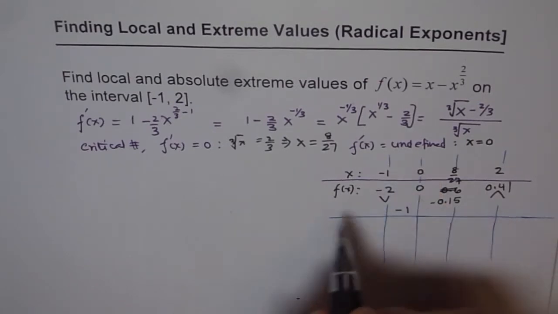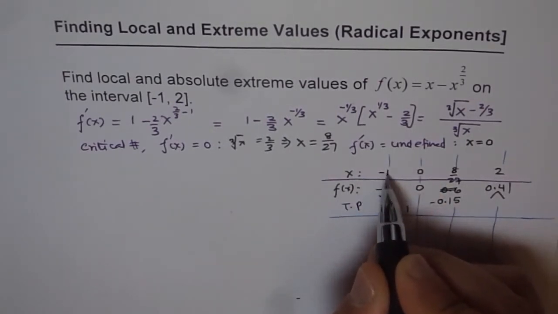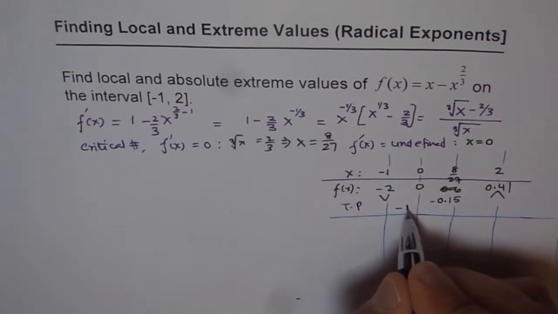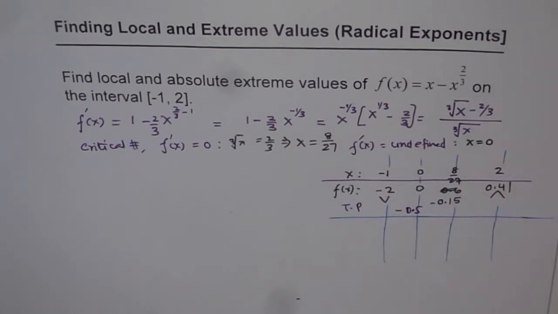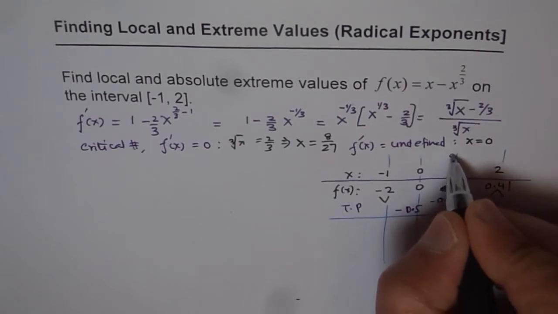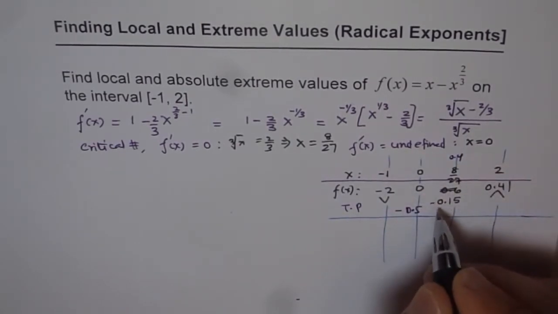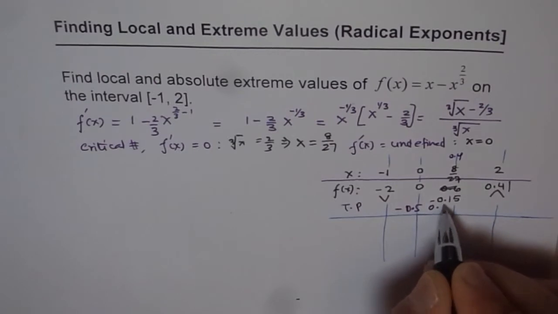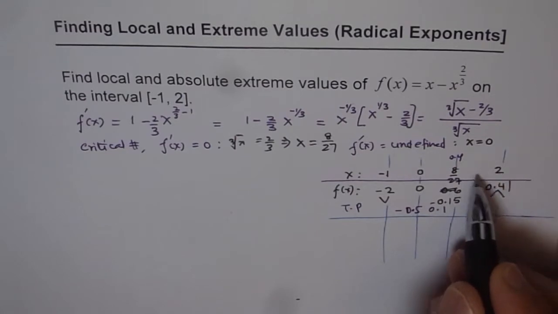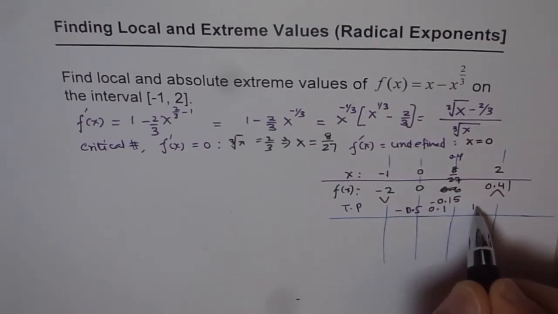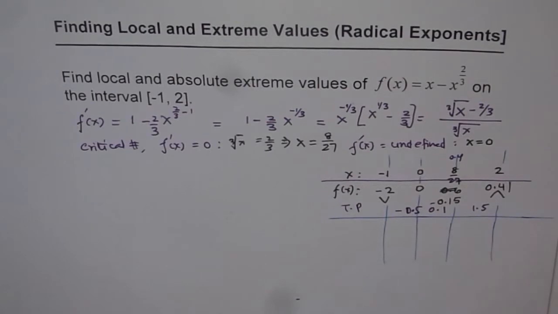Okay, so we have to take test points between 0 and minus 1. So between 0 and minus 1 it will be minus 0.5. And between 0 and 8 over 27, what is 8 over 27? 8 divided by 27 in decimals is 0.29. So we'll take 0.1 as the test point between 0 and 8 over 27. And for the test point after 8 over 27 and before 2, let it be 1.5 for us, right? So these are our test points.